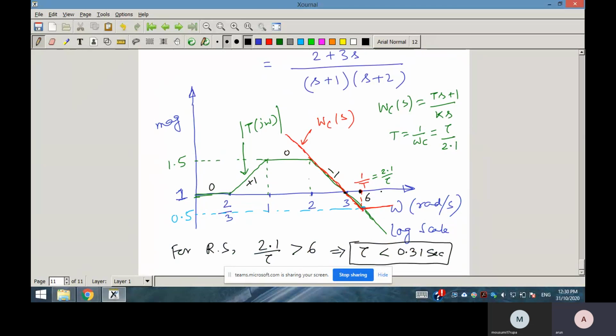This is the tight possible bound. More tight possible bound you may get using MATLAB, but as far as this figure is concerned, this is most tight. This is tight enough, because you just see here, this WC j omega is just above the T j omega. So T j omega will lie just below WC j omega.